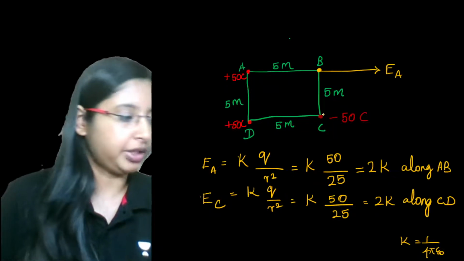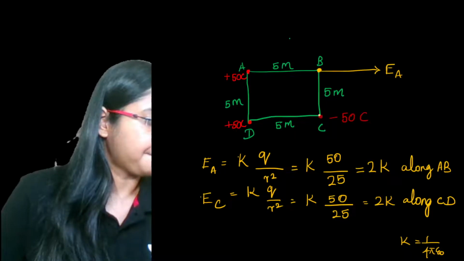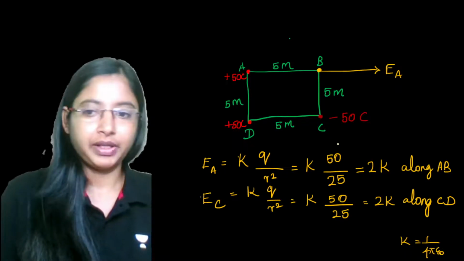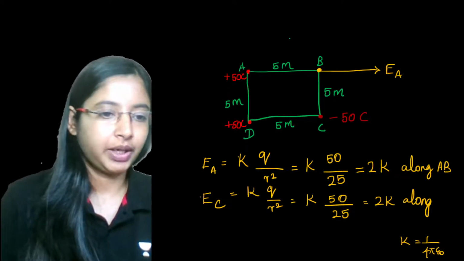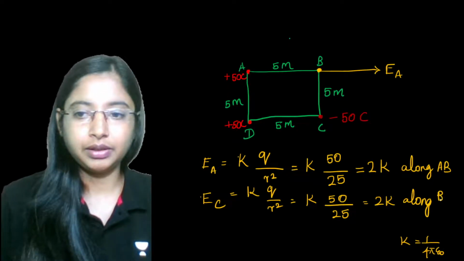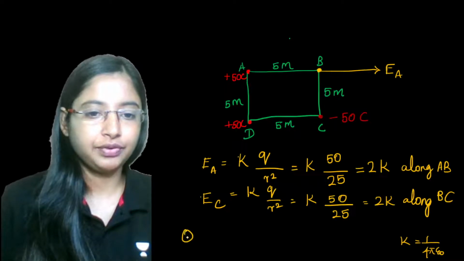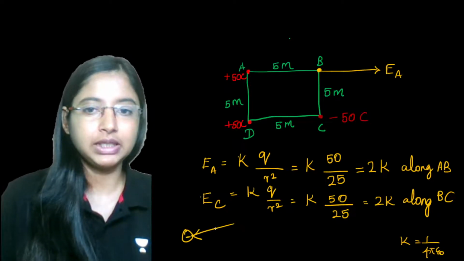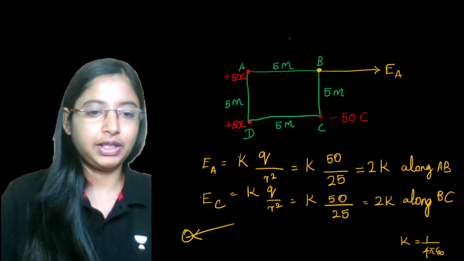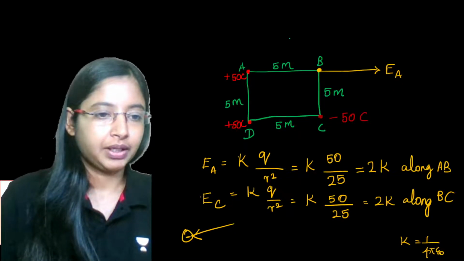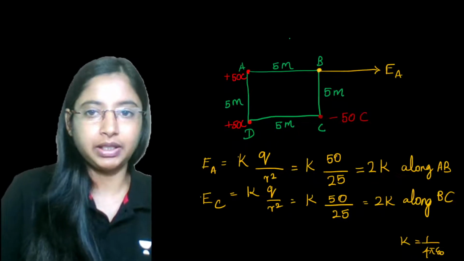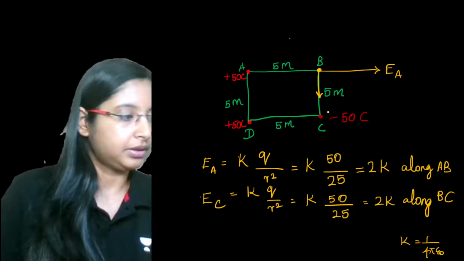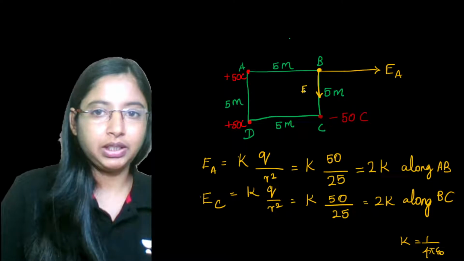Now this force will act along BC, right? This force will basically act along BC. Why? The electric field lines for negative charges are always inwards. Since it's a negative charge, the electric field lines will flow inwards, right? So in this case, the electric field lines are basically coming down this side. Okay, so this will be EC.